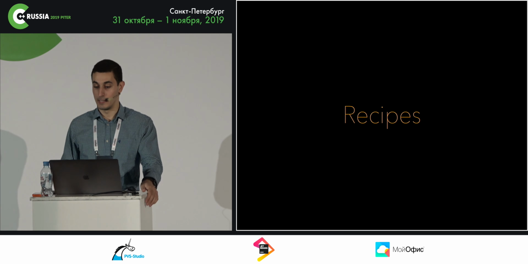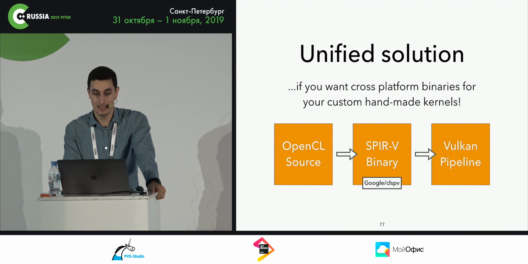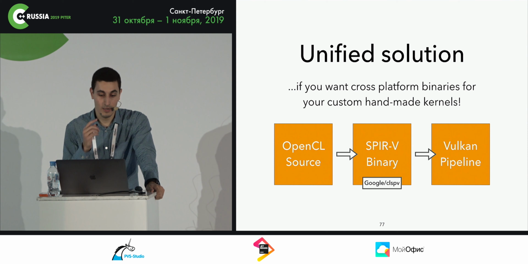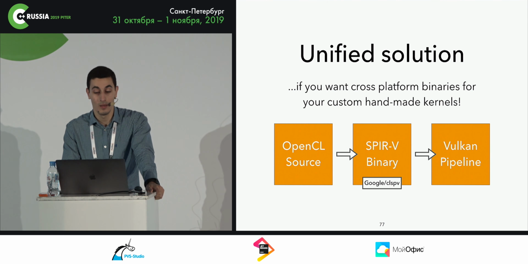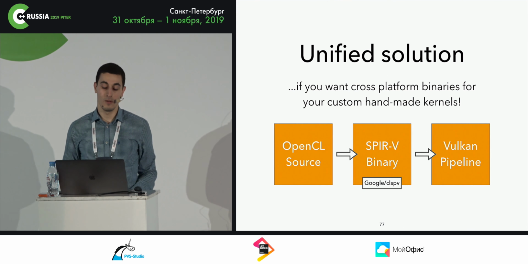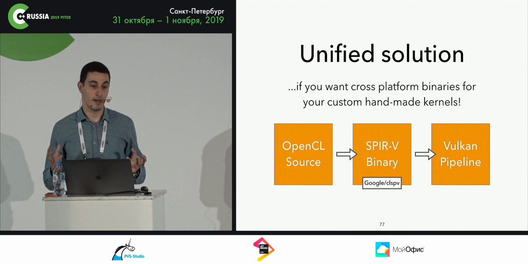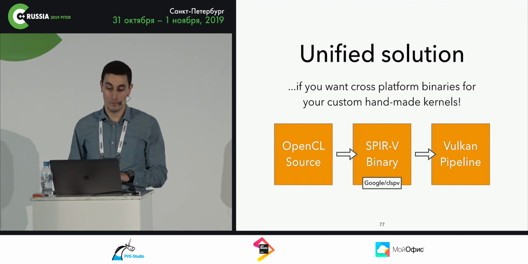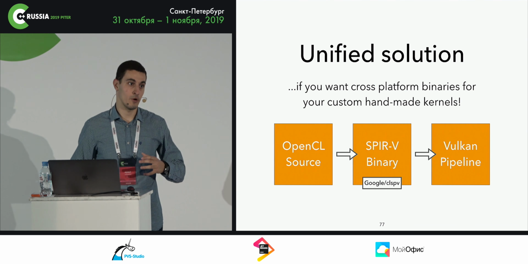So the final part, probably. The four recipes that I've promised start with the unified solution, which is kind of complicated. If you want to be as cross-platform as possible, I would probably suggest writing OpenCL code and then generating SPIR-V binaries and then building some kind of a Vulkan system for asynchronous computing and then passing your binaries into the Vulkan computational graph and basically building all the semaphores and callbacks around the Vulkan ecosystem, but using OpenCL as the original reference implementation.